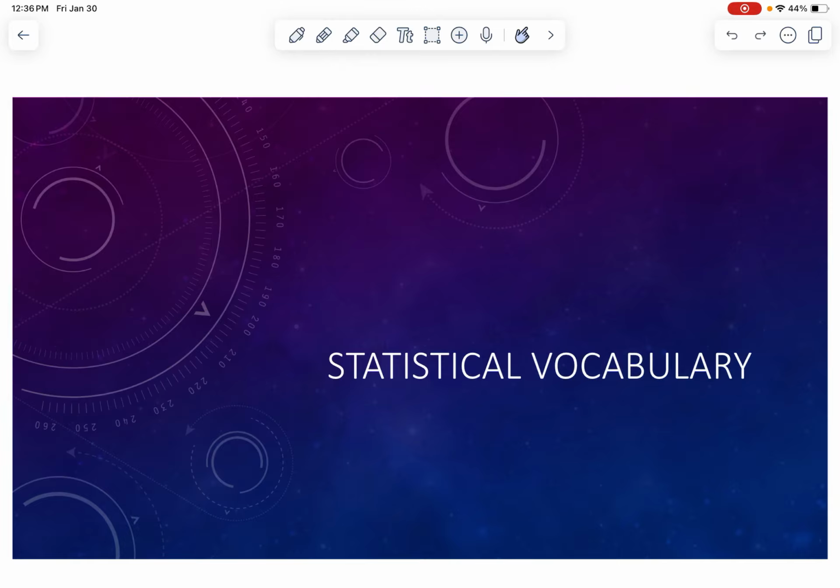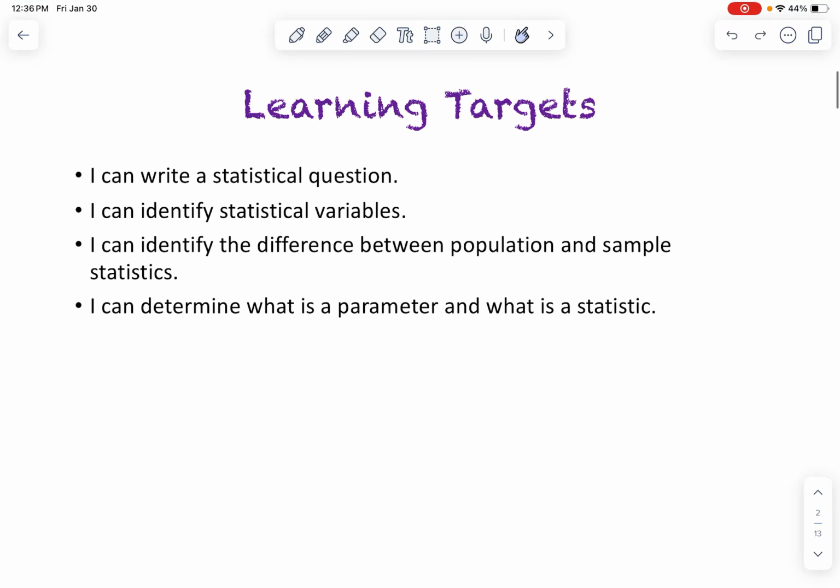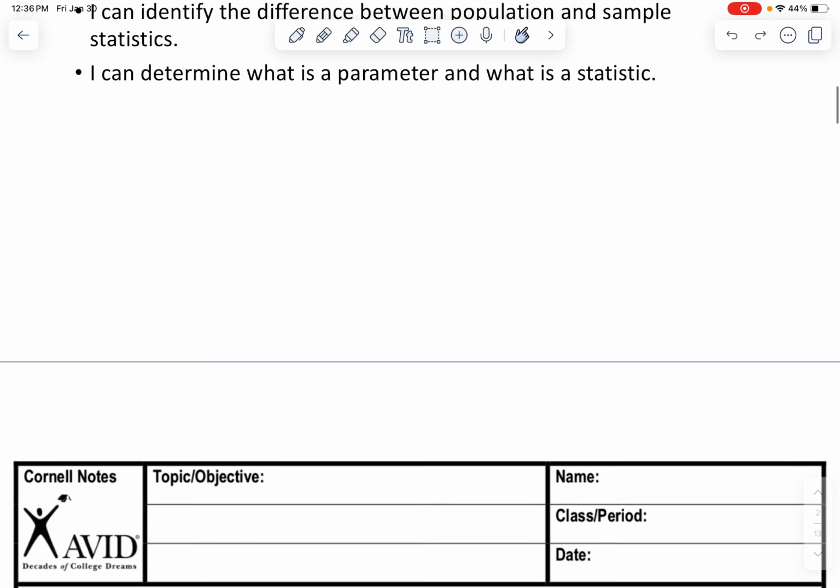Hi, this lesson is on statistical vocabulary. So at the end of this lesson, you should be able to write a statistical question, identify what statistical variables are, and know the difference between population and sample statistics, as well as the difference between a parameter and a statistic.